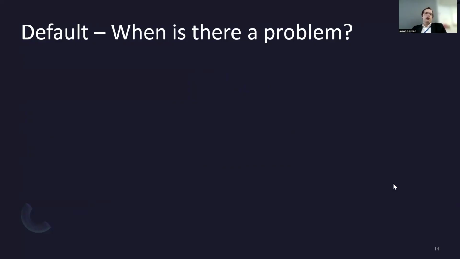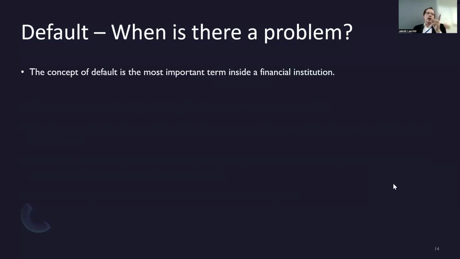The point is that default allows you to say which are my problem customers. I talked about a good book and a bad book, and we often use the terms performing and non-performing loans. The idea is that you want to have this divider between what's a good and what's a bad loan, and that we call the concept of default.